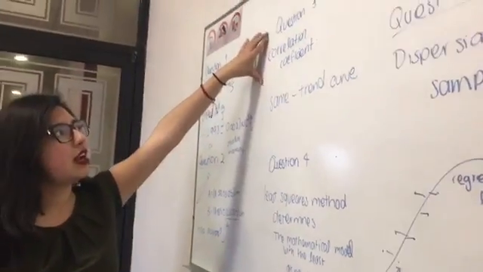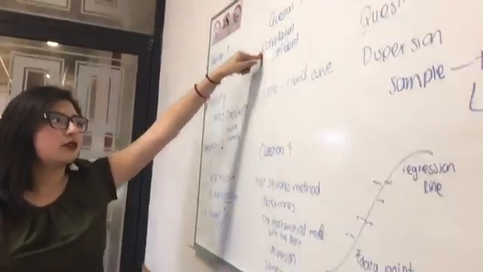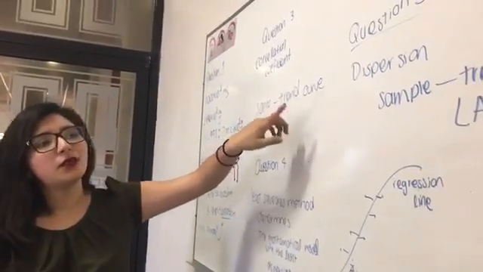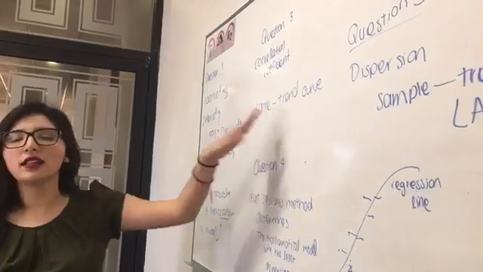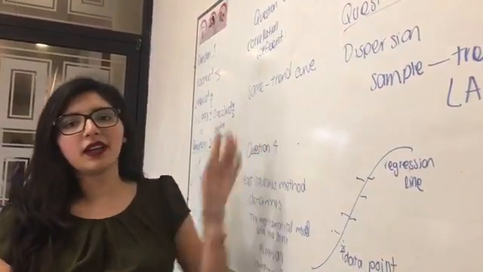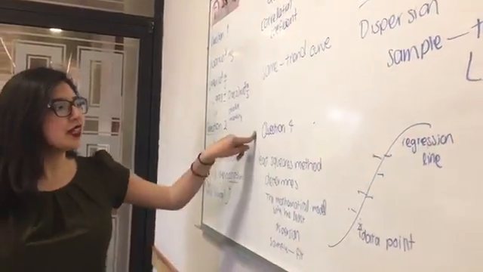In question 3, they ask us what the correlation coefficient is, and it is the dispersion between the sample and the trend curve, and it's represented by the R.